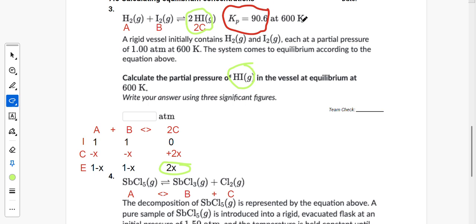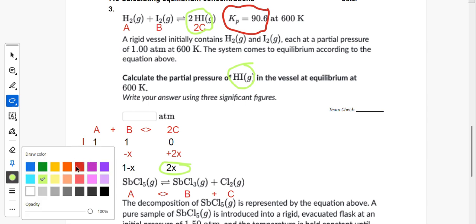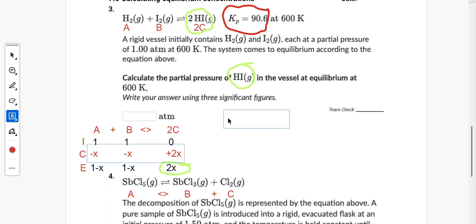What I need to do at this point is go to red. Actually, I can type in red for this one. All right, let's switch back over to that because my writing on this one's not great. So 90.6 is my K value. So K is equal to products over reactants. And my products are 2x, and because it's 2x, remember, that's going to be a squared value.